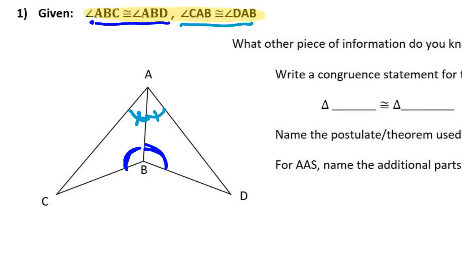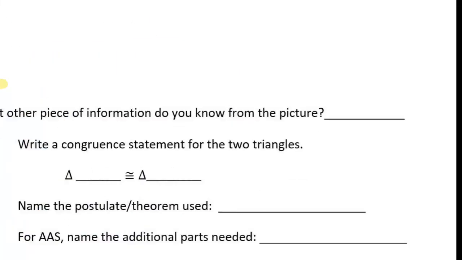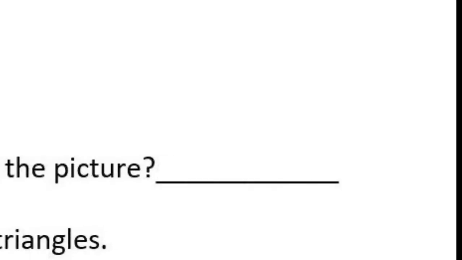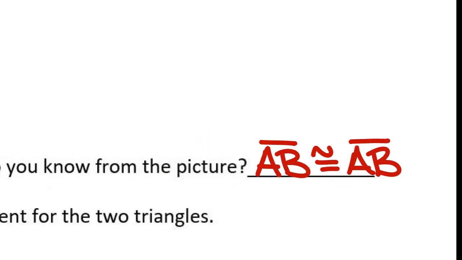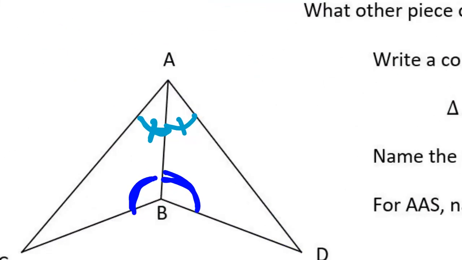What other piece of information do you know from the picture, which is to say, what is it that we are allowed to mark up even though it wasn't part of the given information? Shared side. So we're going to write up here, what is the name of that shared side? Thank you, Sally. AB. So we're going to say AB is congruent to AB, and I'm going to mark it on the picture. There's my little congruence mark.